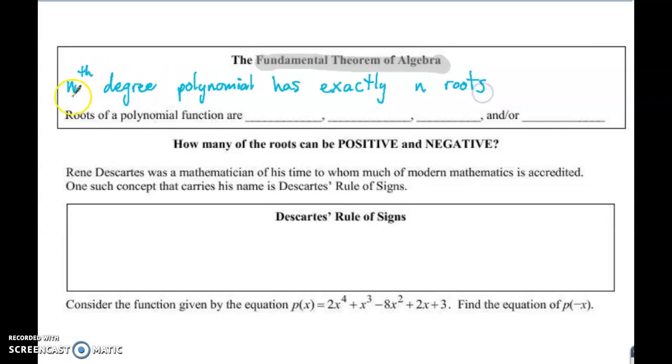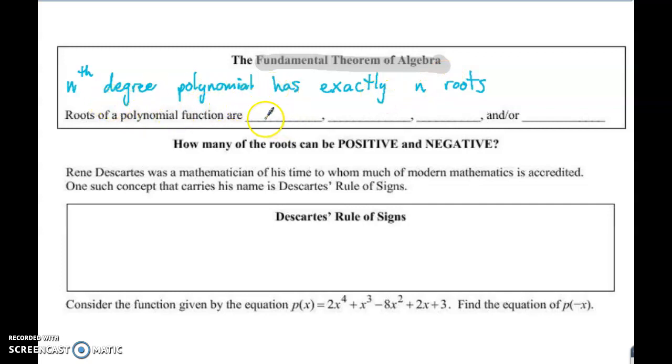So if we're talking about a third degree polynomial, it has 3 roots. Now all 3 roots could be the same, just so you know. A fourth degree polynomial has exactly 4 roots, 4 zeros, 4 x-intercepts. Well, I shouldn't say x-intercepts because sometimes they're imaginary, and we never write imaginary numbers on the x-axis.